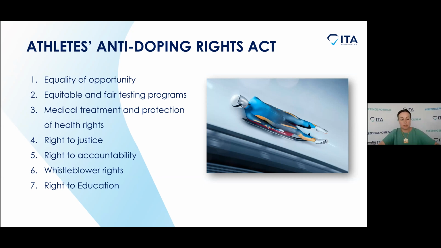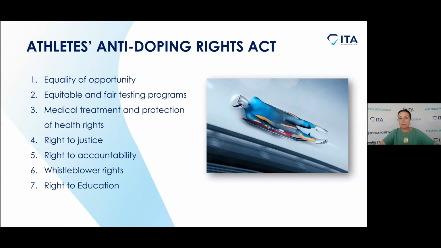Then we have medical treatment and protection of health rights. And this one is twofold. First, athletes have the right to be free from any pressure that jeopardizes their health through doping. And second, athletes have the right to a therapeutic use exemption. I'm going to talk more about this later on in the series. Athletes also have the right to justice. This is the right to a fair hearing with a fair and independent hearing panel and a timely decision. On appeal, the athlete has the right to be represented by counsel, although at their own expense.